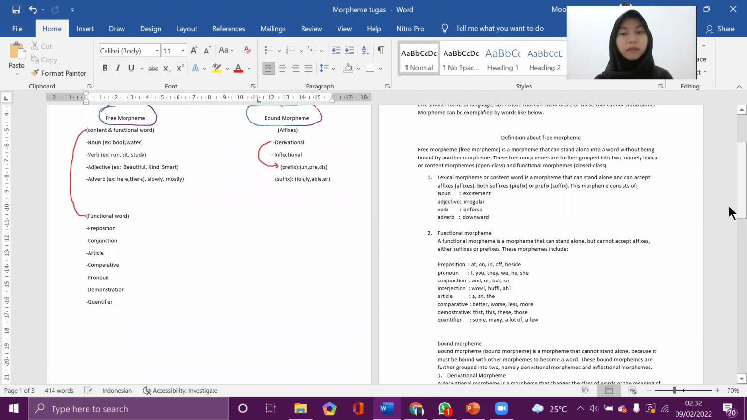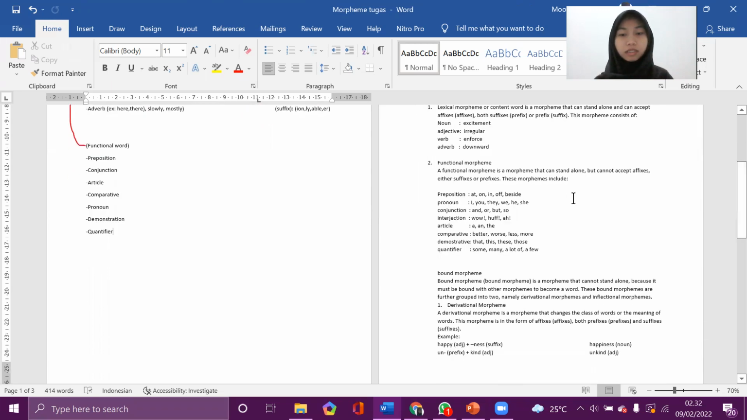So, what is preposition? Preposition can indicate a relationship, place, or time. And examples of preposition are at, on, in, of, and beside. So the next is pronoun. A pronoun is a substitute for a noun, and the use of pronouns is intended so that there is no repetition of the same noun in a sentence. For example, I, you, they, we, he, and she.